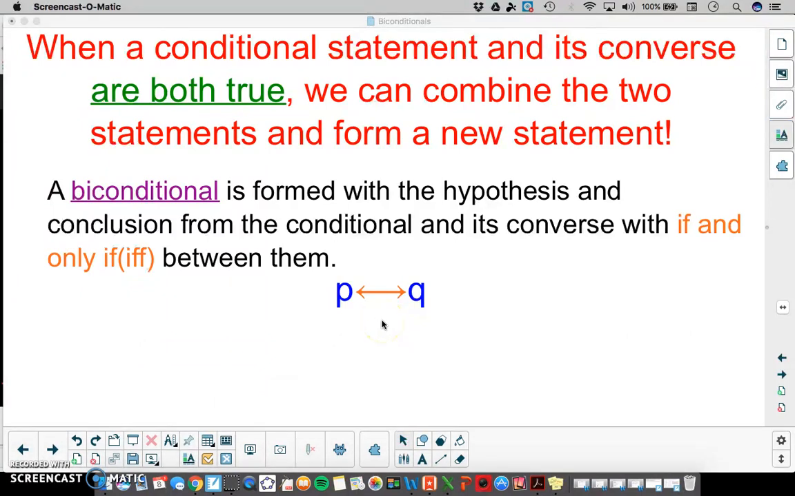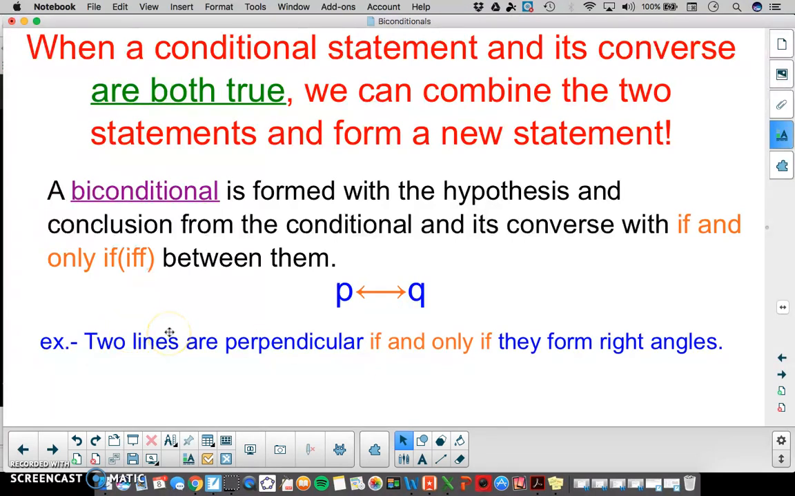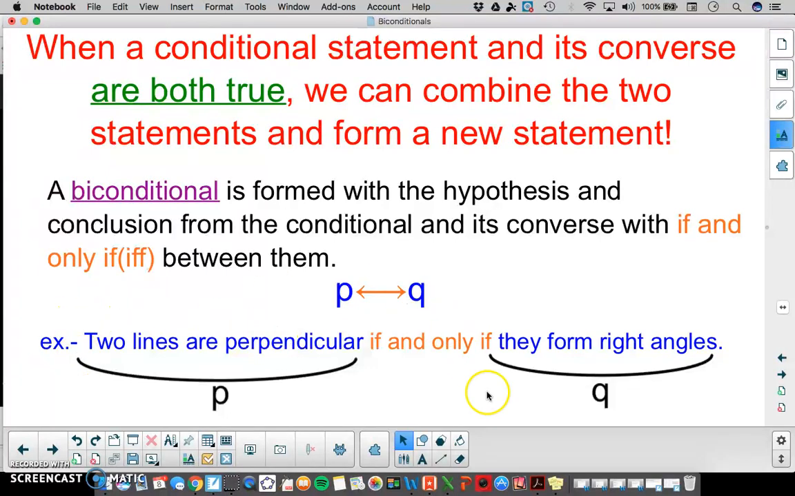Let's do that for our previous example. We had two lines are perpendicular was our hypothesis. They form right angles was our conclusion. Now that we know both our conditional and converse were true, we can put them together in this if and only if form. So two lines are perpendicular if and only if they form right angles. Notice we have two lines are perpendicular is our hypothesis. They form right angles is our conclusion. Notice it is no longer an if-then format. It is in that biconditional format.